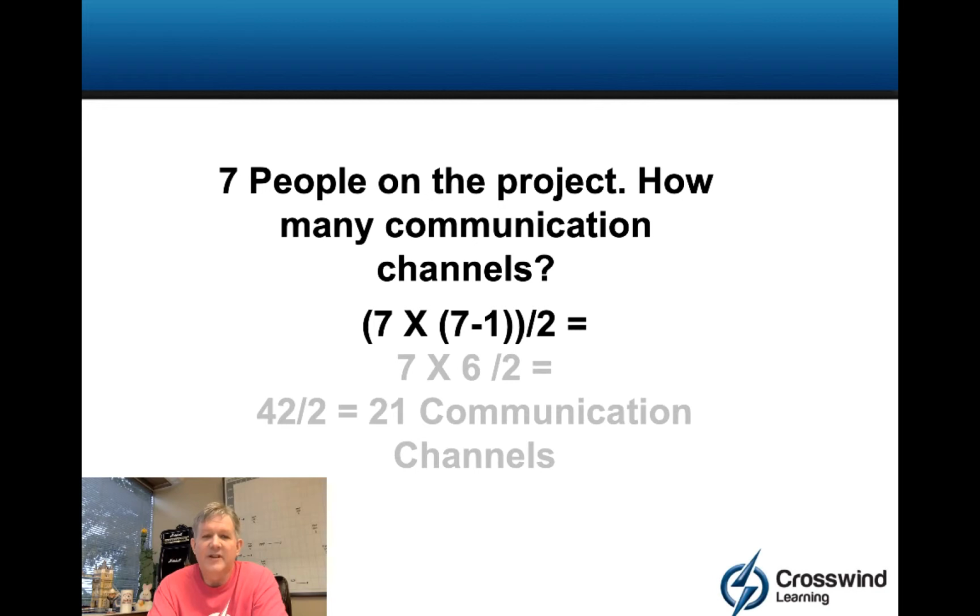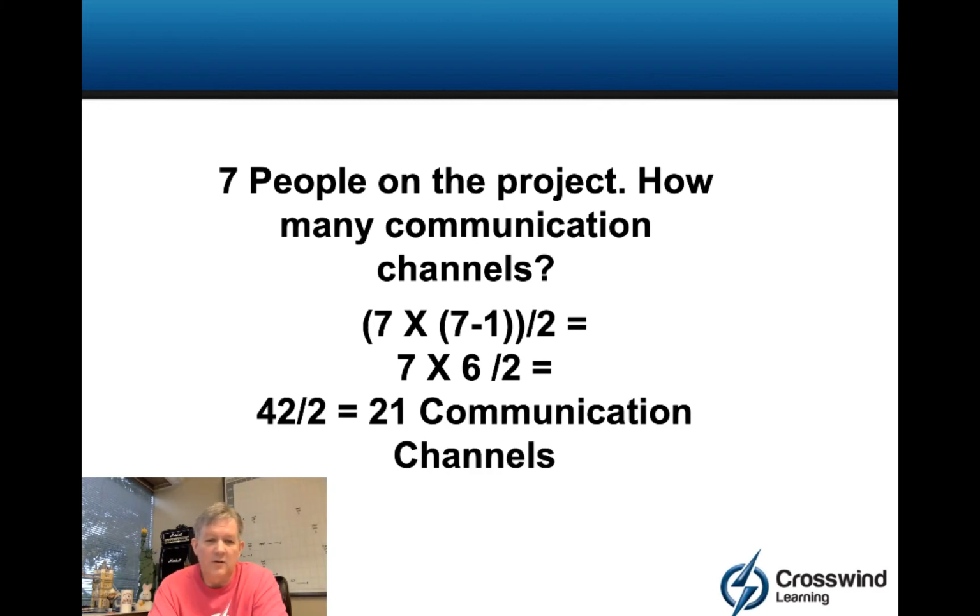So for example, 7 people on the project, how many communication channels? So in other words, a communication channel is how anybody can talk to anybody, or communicate with anybody. So 7 times 7 minus 1 divided by 2 is 7 times 6 divided by 2, and that's 42 divided by 2 is 21 channels. And so if there were 7 people on the project, you would have 21 communication channels.